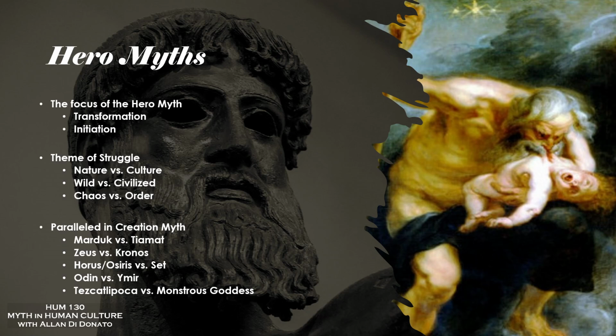We are probably not going to look at the story of Zeus versus his father Kronos. It's a battle between the generations, which is very common to hero stories. But Zeus, again, is going to be the one who overthrows Kronos and sets up a new order. Okay, Horus and Osiris versus Set, we will take a look at when we do the Egyptian mythology. That's going to be pretty close when we deal with the Enuma Elish. Again, you've got chaos versus order. Horus and Osiris representing order, Set representing chaos.